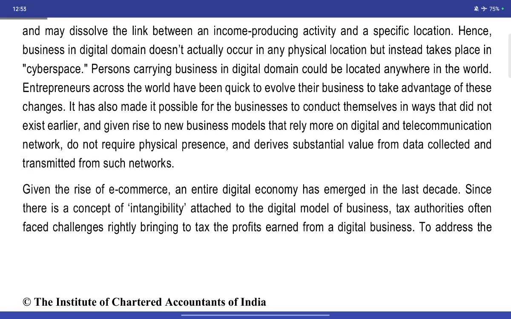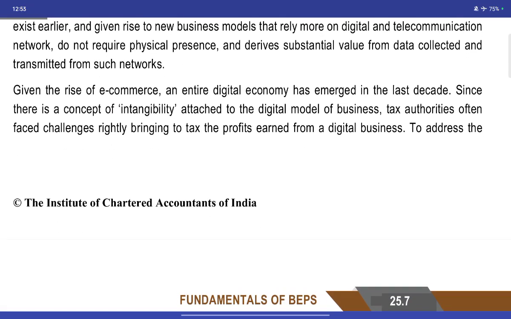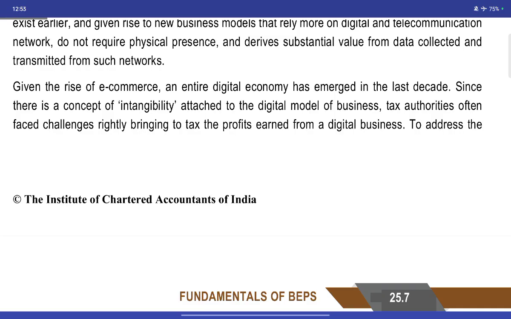Entrepreneurs across the world have been quick to evolve their businesses to take advantage of the changes. It has also been possible for businesses to conduct themselves in ways that did not exist earlier, giving rise to new business models, which may rely on digital and telecommunication networks. So they do not require physical presence and derive substantial value from the data collected and transmitted over such networks. Given the rise of e-commerce, the entire digital economy has emerged in the last decade. Since there is a component of intangibility attached to digital business models, tax authorities often face challenges in rightly bringing to tax the profit earned from digital business.